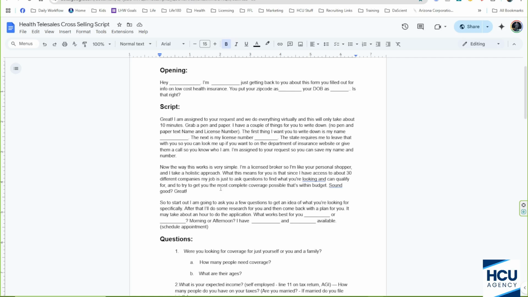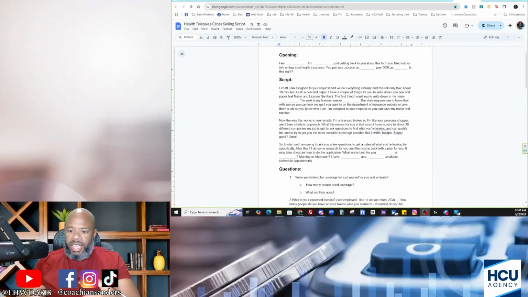Now, the reason that you want to do that, there's two reasons really. The first one is that you want to build credibility with that person. The moment that you give them your license number, you give them your name, you tell them to write down your phone number, they now will look at you as a legitimate person. They're getting to know you a little bit better.